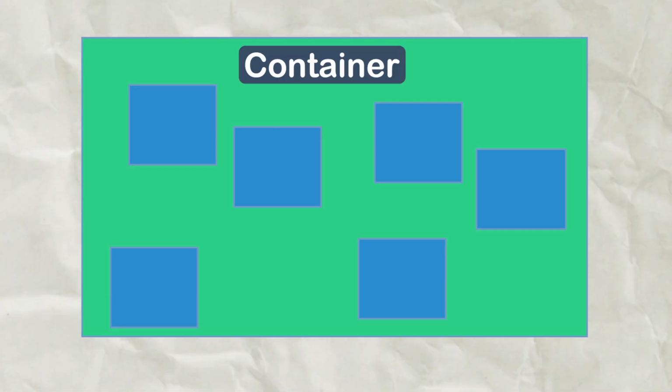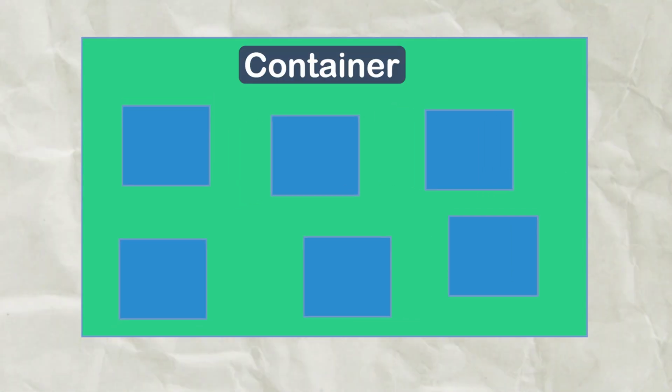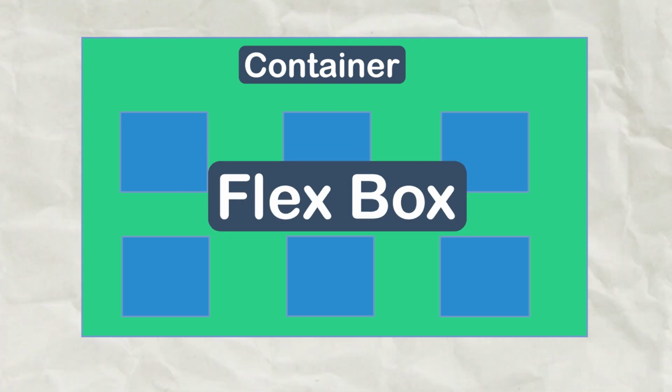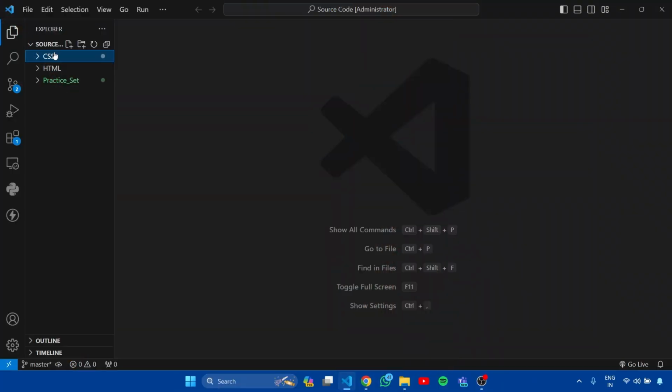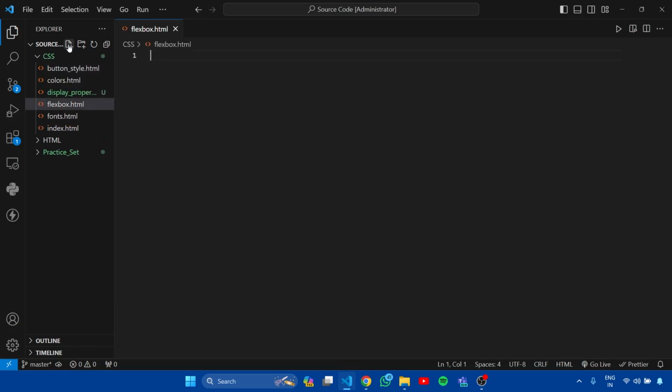But before we jump into the magic of Flexbox, let's set up our playground. Imagine we have a bunch of elements, a container and its children. We want to arrange them, and this is where Flexbox steps in. So here I am going to create a new file named flexbox.html. Get a basic HTML syntax by typing doc keyword.